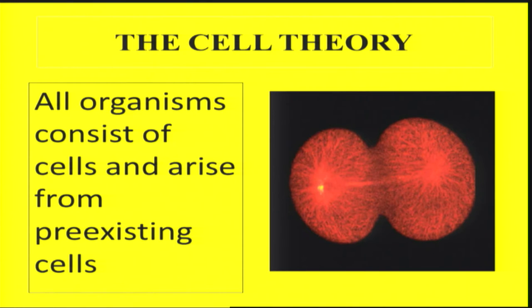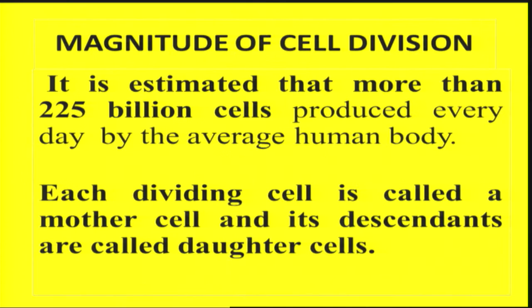As far as the cell cycle is concerned, it is mandatory to know what cells are. As we know, cells are the structural and functional units of life. All living organisms, the biodiversity we see, consist of cells, and these cells arise from pre-existing cells. This theory was first given by Rudolf Virchow.